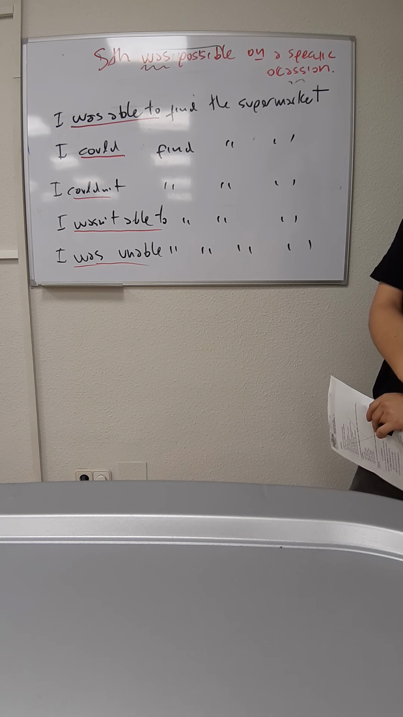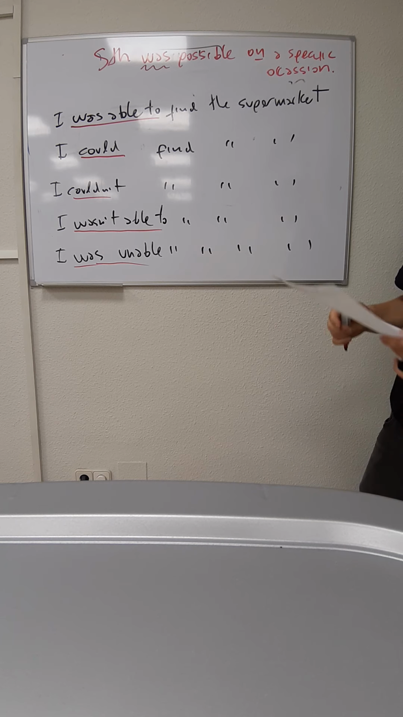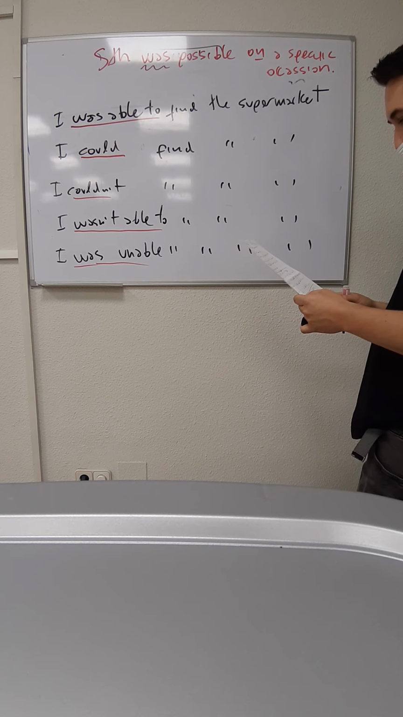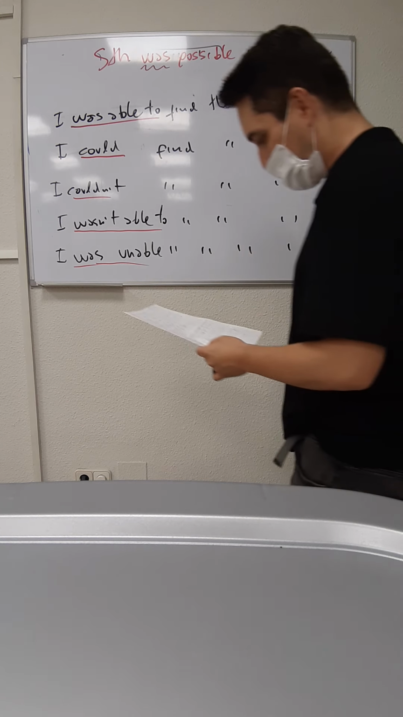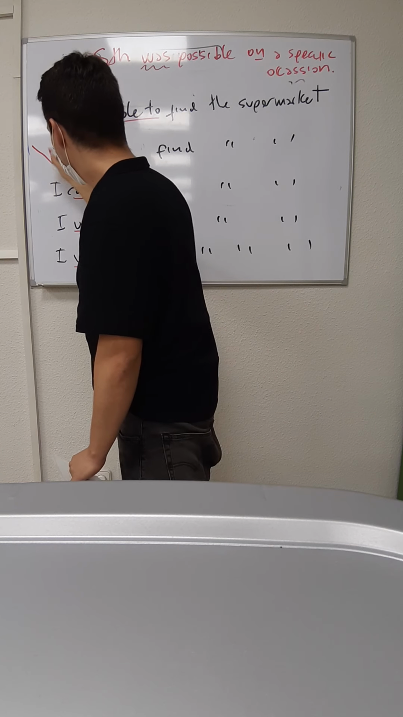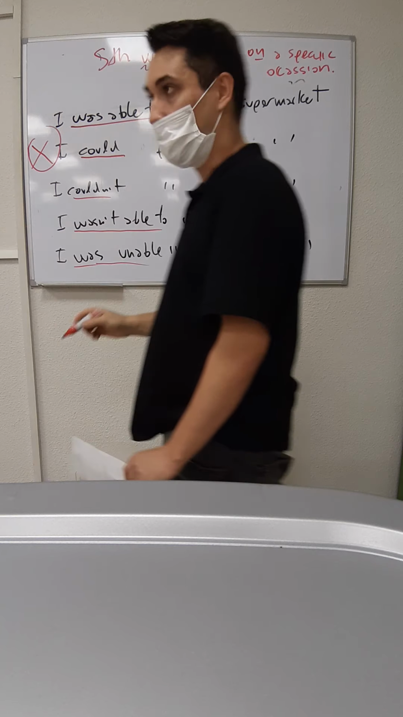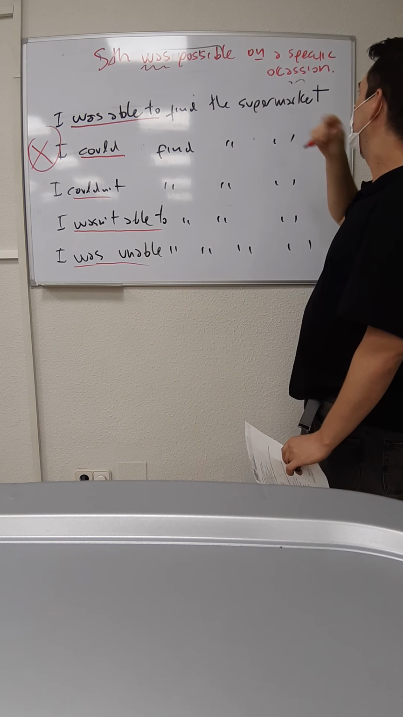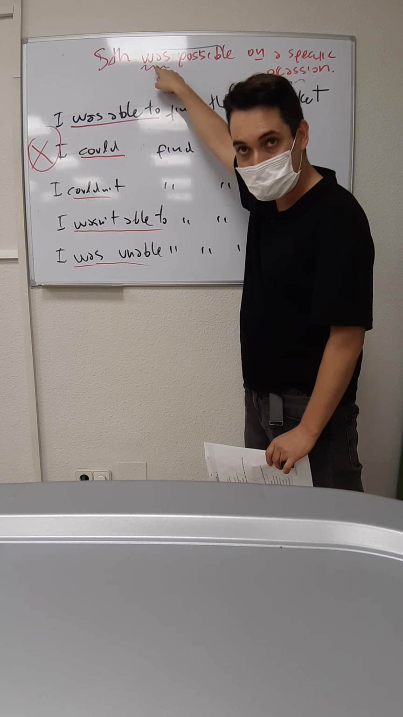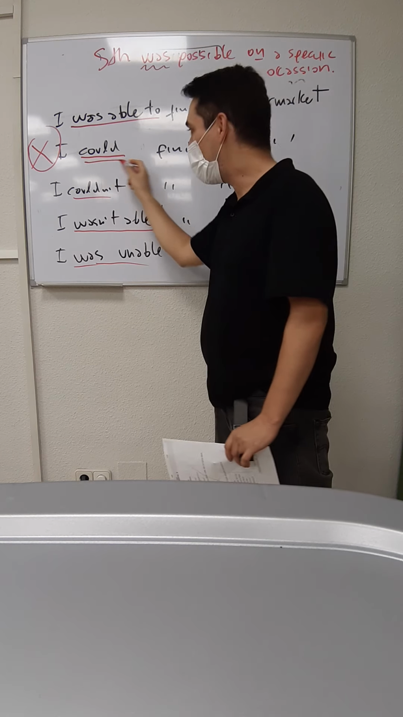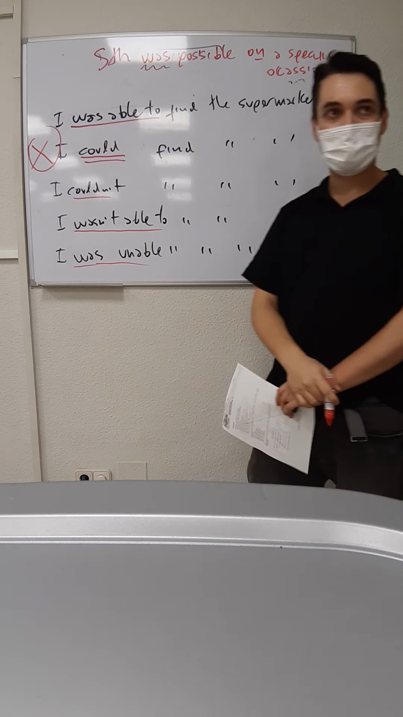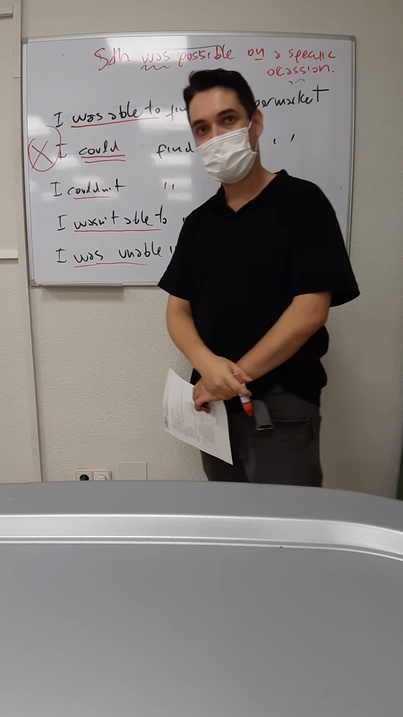This is not intuitive. According to the rules of the English language, I could find a supermarket is the wrong one. So when you talk about something that was possible on a specific occasion in the past, you cannot use positive could. Trust me.